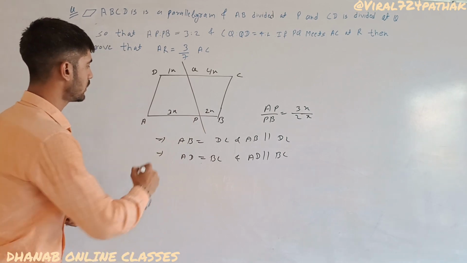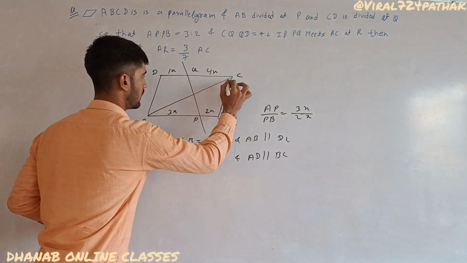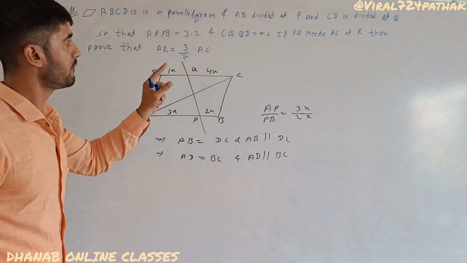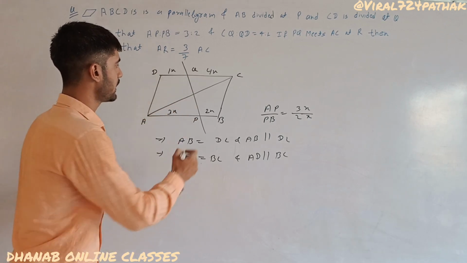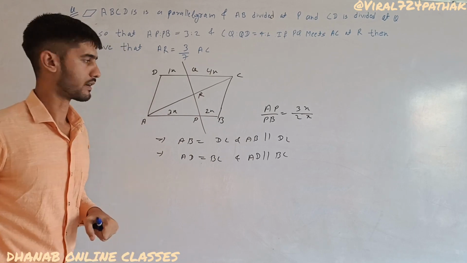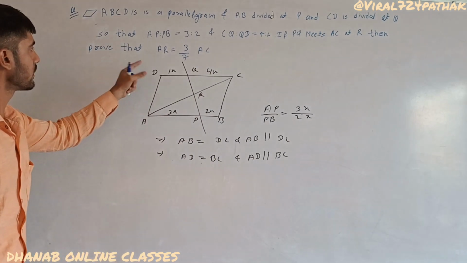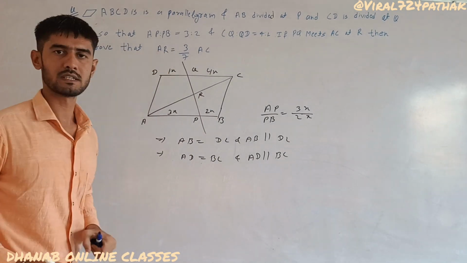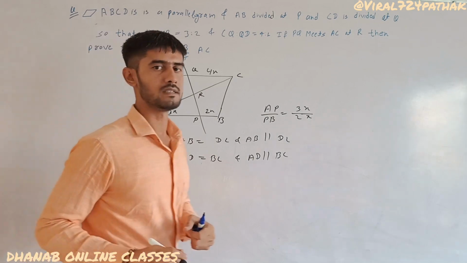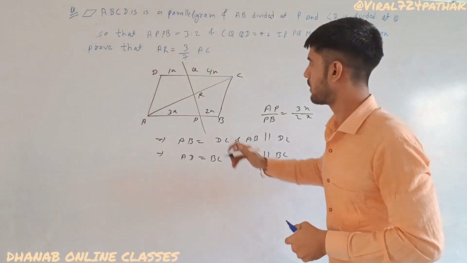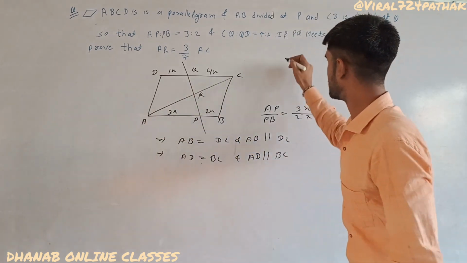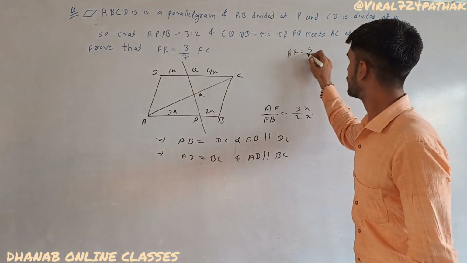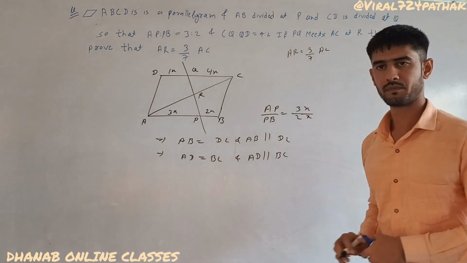Now draw a line AC. PQ meets AC at point R. This point will be R. Then we have to prove that AR equals 3 by 7 of AC. Now go by the properties. We have to prove this: AR equals 3 by 7 of AC.